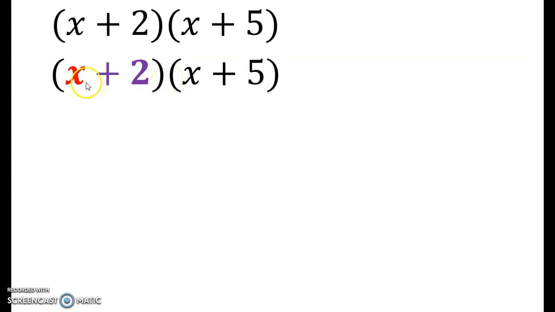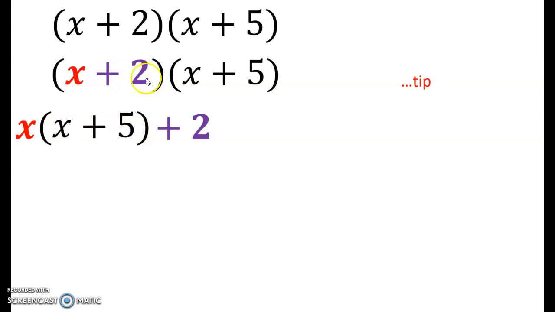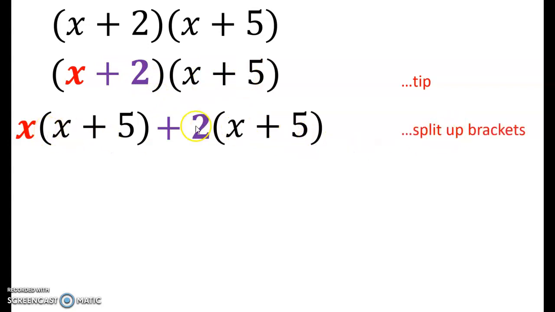So this makes it much easier now, because what you want to do is multiply every part in this bracket by every part in this bracket, and to do that we're going to start off by splitting up the brackets, as we say. So the first part of the first bracket, which is red x, is going to multiply by everything in the second bracket, which is x plus 5. Similarly, the second part of the first bracket, which is purple plus 2, multiplies by everything in the second bracket, which is x plus 5. That's called splitting up the brackets, and it's nice to do that.